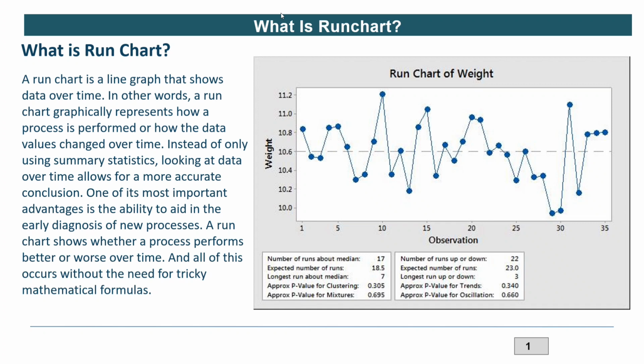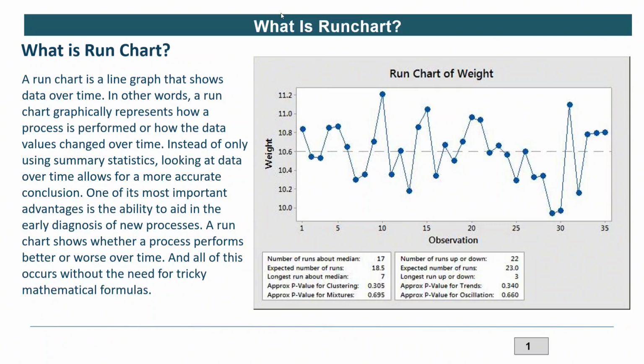As I was explaining, a Run chart is a graphical tool which helps us identify the presence of non-random behavior. Now, what do we mean by random behavior and non-random behavior? As we know, every data will have variation, but that variation can be because of common cause variation and special cause variation. And what do we mean by that?